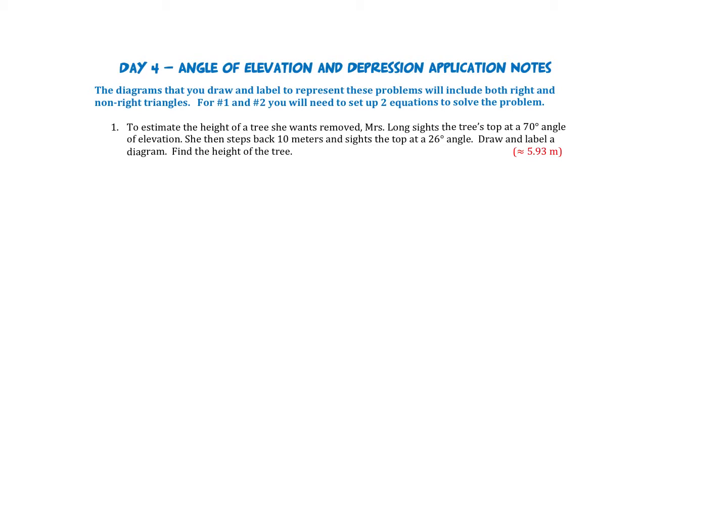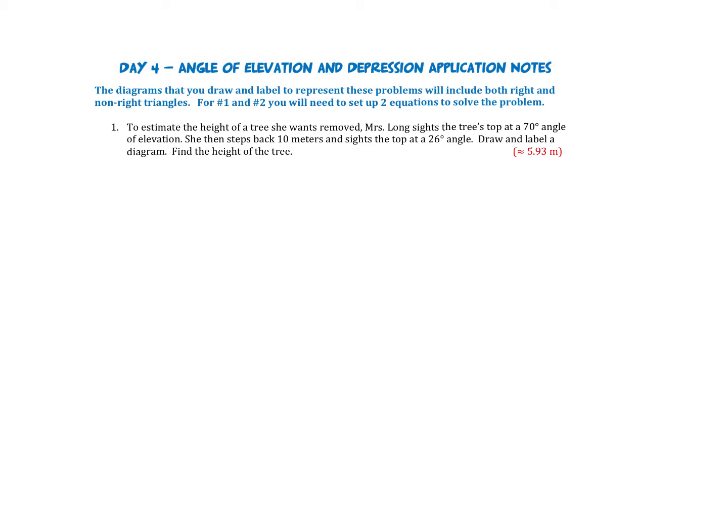It says to estimate the height of a tree she wants removed, Mrs. Long sights the tree's top at a 70-degree angle of elevation. She then steps back 10 meters and sights the top of the tree at a 26-degree angle. Draw and label a diagram, find the height of the tree.